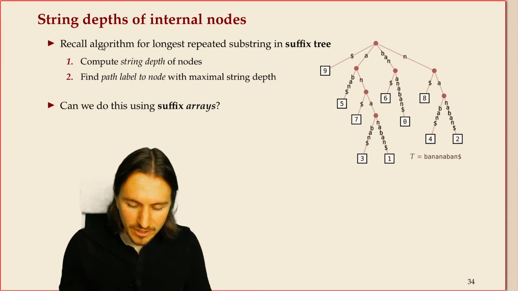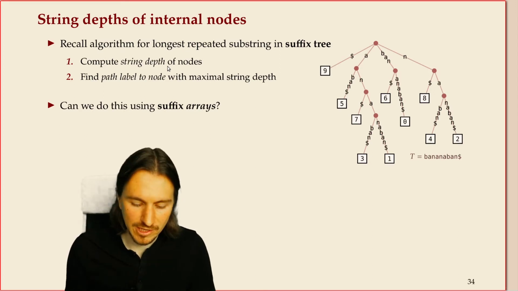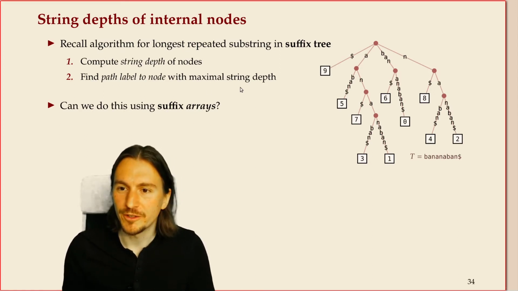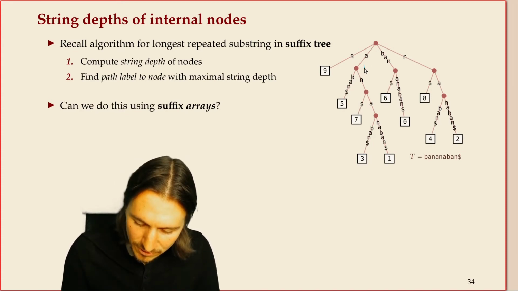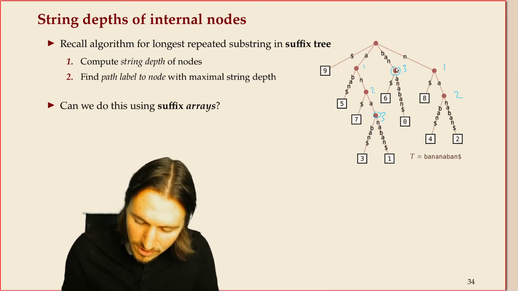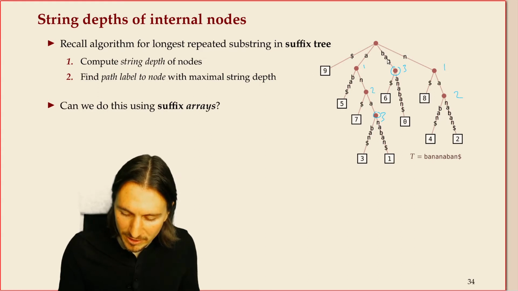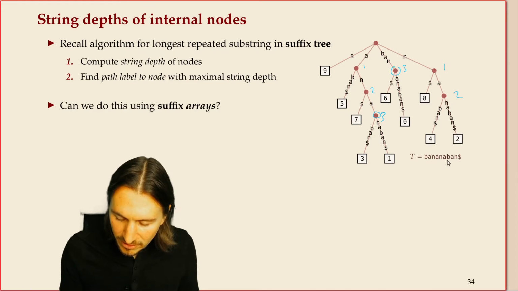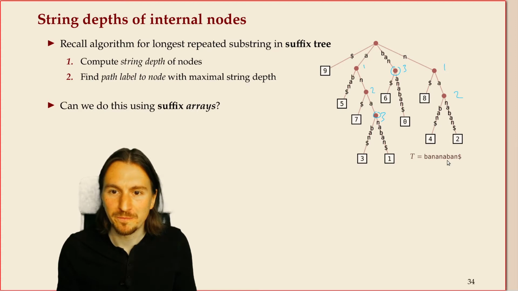Remember, the algorithm for finding the longest repeated substring was like this. We compute the string depth of all nodes, and then we find one internal node with maximal string depth. So again, let's briefly do this here. String depth 1, 2, 3, 3, 1, 2. So the maximal ones are these two. And here you see there's two maximal repeated substrings in banana: ban, occurring here and there, and ana, which occurs here and here in an overlapping way. But that's in general okay for repeated substrings.